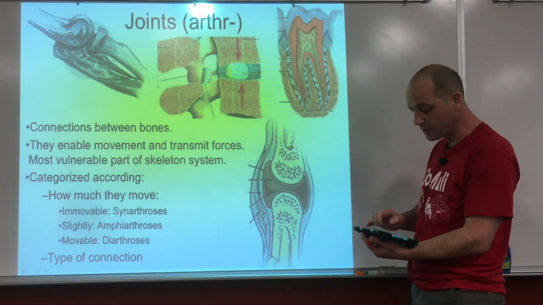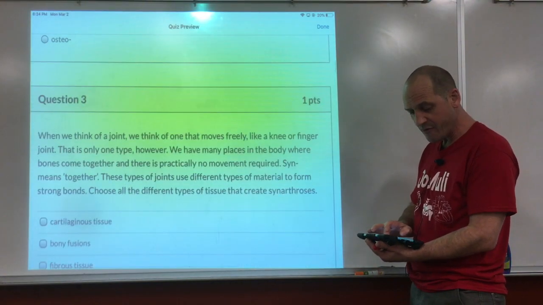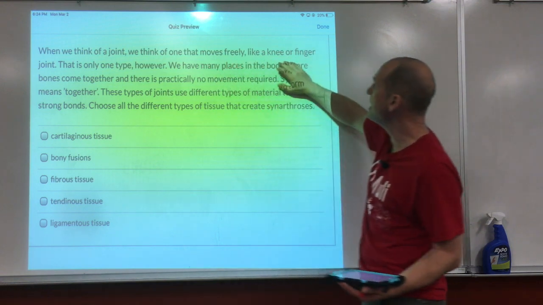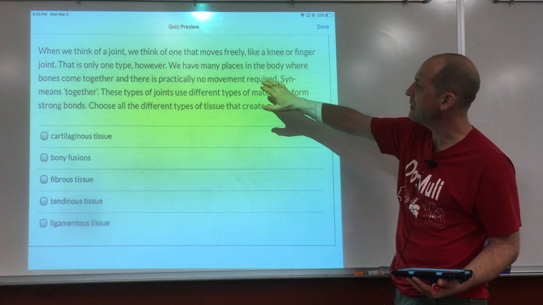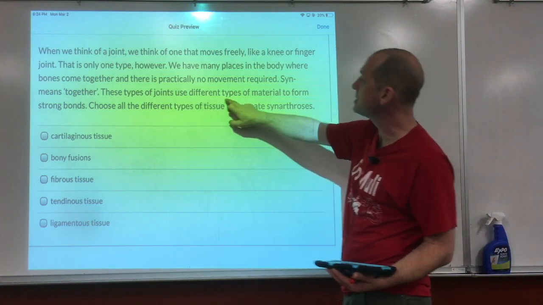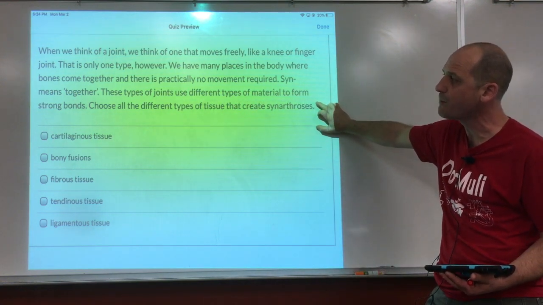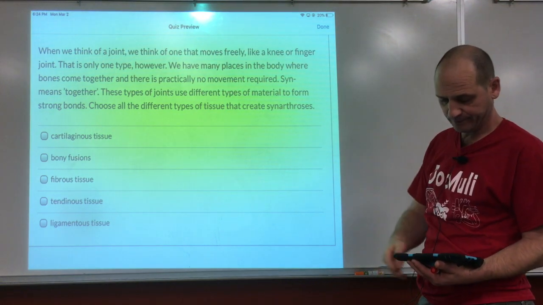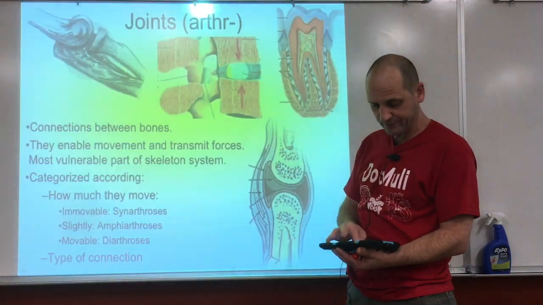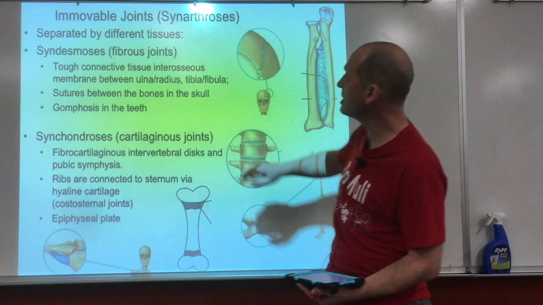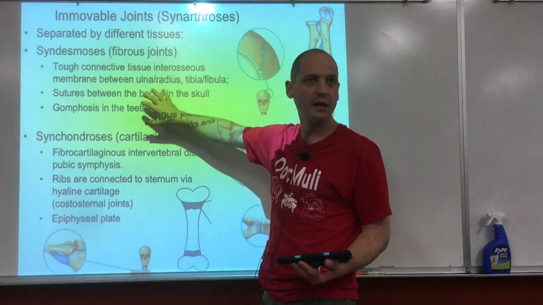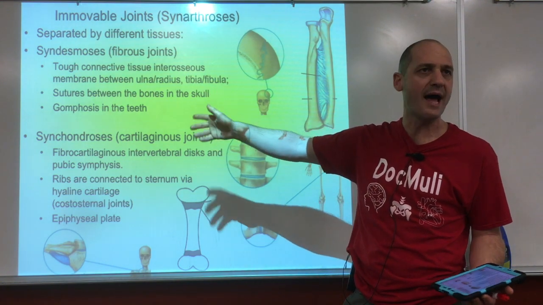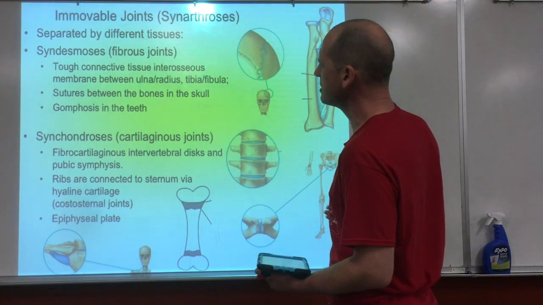The rest we just kind of talk about so we have a framework, and you can pick it up again when you get to it again. So we think of a joint as something that moves freely like a finger. That's not always the type. We have some, syn means together. These types often use different types of material to form strong bonds. Choose all the different types of tissue that can create a synarthrosis. Let's go through that. A lot of this material is for you guys. It's not on the test. A lot of this material is for you to go back and look at if you have a Bio 2 class or some higher anatomy. They talk about it, and it's a little weird.